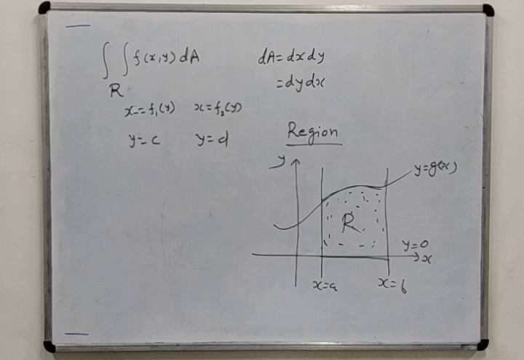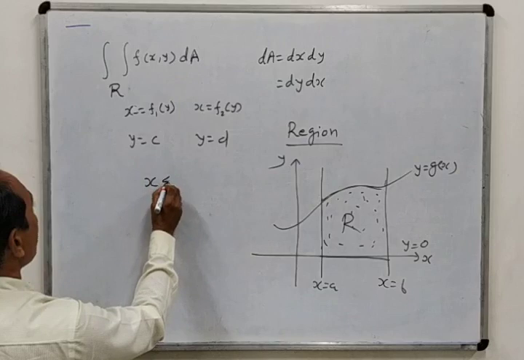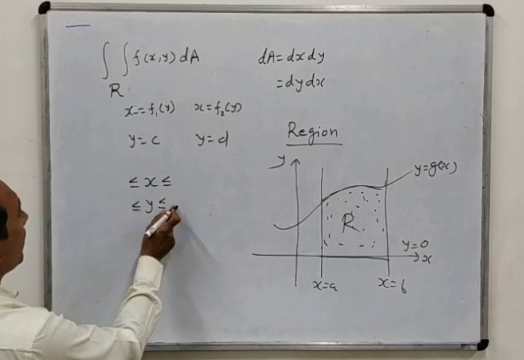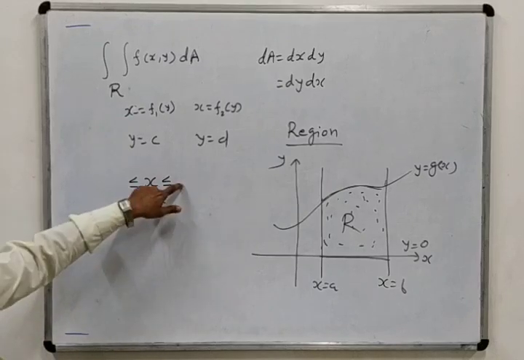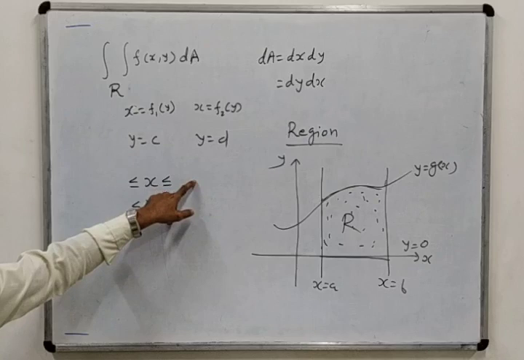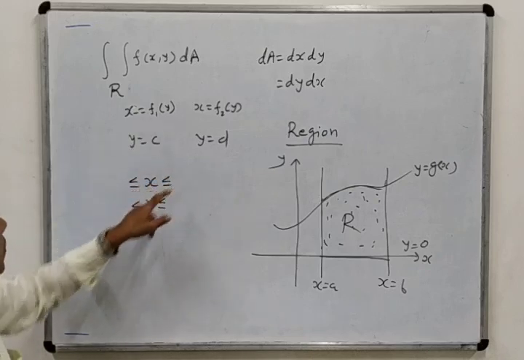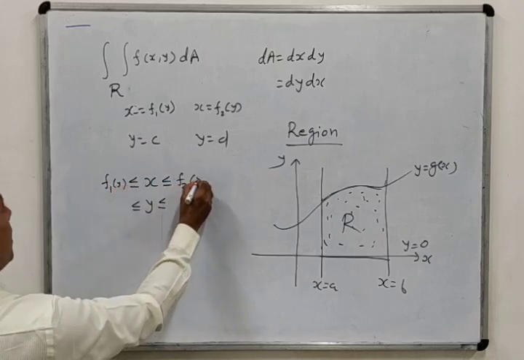After determining the region R, we need to determine the limits of x and y. If we want to integrate first with respect to x, then we will write x first here and then y here. Obviously the limits of y will be constants. The limits of x may be constants or some functions, and will appear in the form x equal to f1(y) and x equal to f2(y), with f1(y) less than or equal to f2(y).